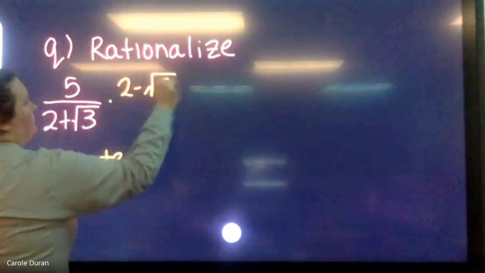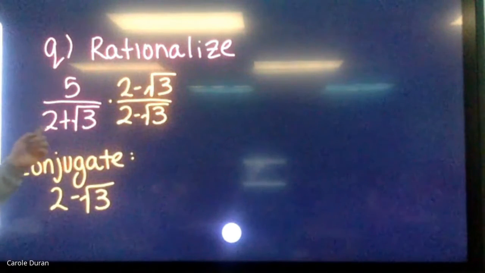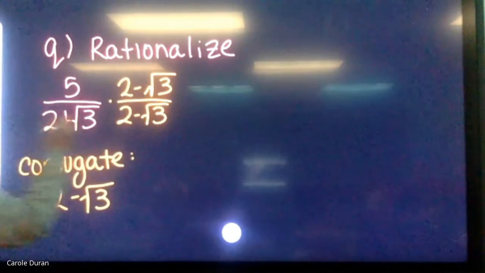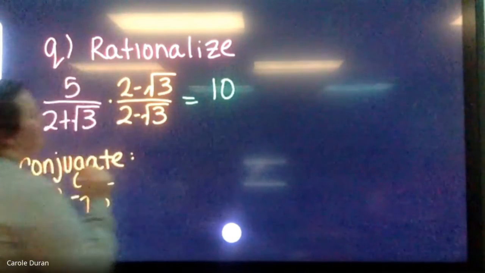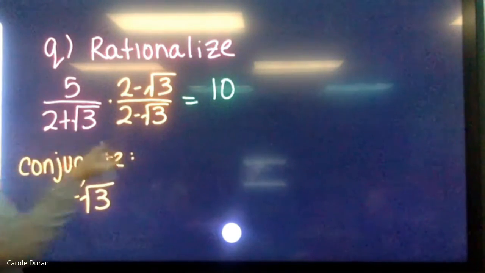You're just taking the opposite. I'm multiplying the top and the bottom by the conjugate of my denominator. We just changed the sign in the middle. In the top, I have 1 term times 2 terms, so I don't have to FOIL. So what's 5 times 2? What's 5 times negative root 3? Negative 5 root 3.